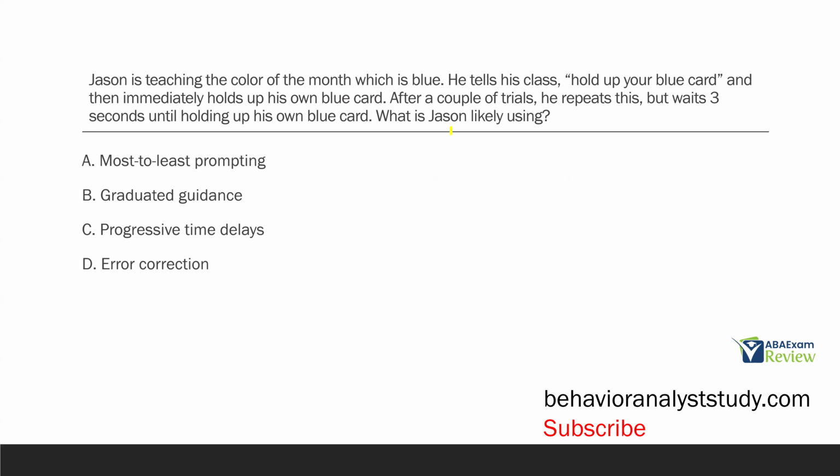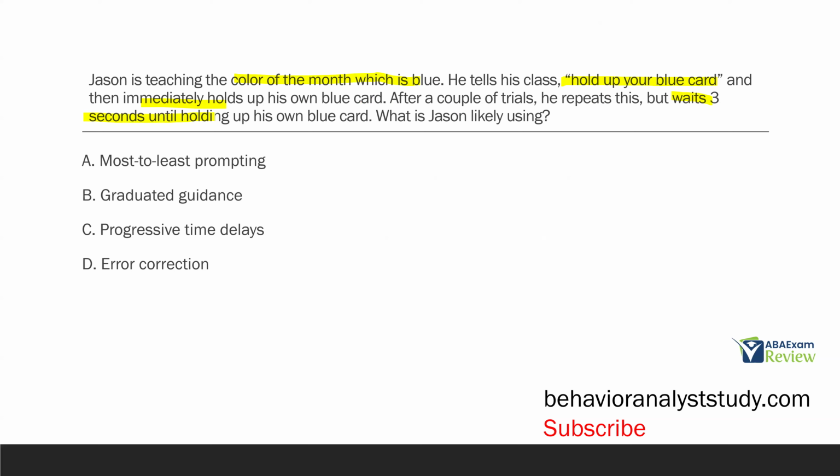Not a lot of information to go off of. Sometimes that's easier, and sometimes it gets a little more complicated when you don't have a lot of information to use. Because remember, when you're answering these questions, you're only using the information provided. What do we know about Jason? Jason's teaching a color. He's teaching blue. He gives the SD, which is hold up your blue card, and then he prompts immediately. Later, he does this again. He says, hold up your blue card, but now he's waiting 3 seconds until prompting. So what he's doing is progressively increasing the time between the SD and the prompt.